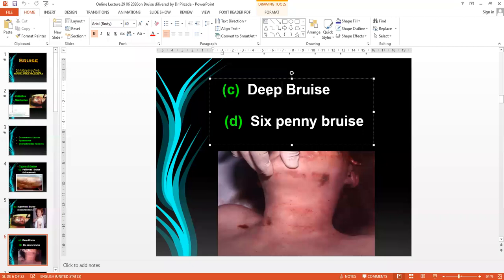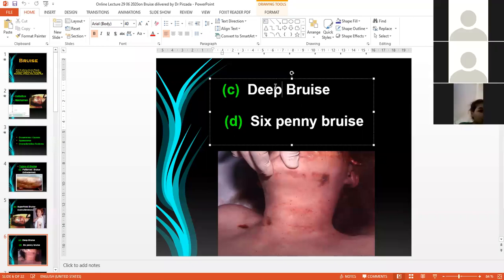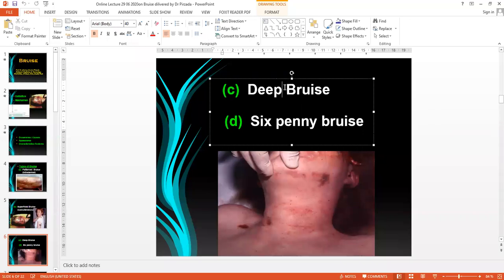And similarly, suppose a case comes to you where you have only the history of striking some object on a certain area. There is no externally visible injury, but he is complaining of pain and swelling in that area. So this might be a deep bruise, which took some time to appear. For analysis of deep bruises, we should wait, for such cases referred to hospital complaining of pain and swelling after being struck by an object on a certain area.